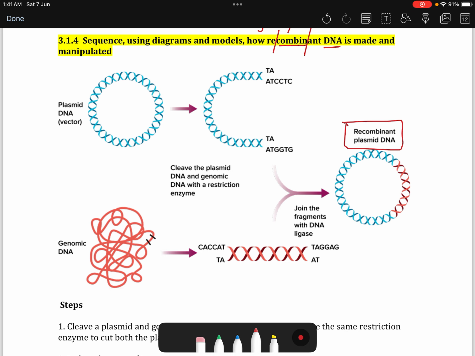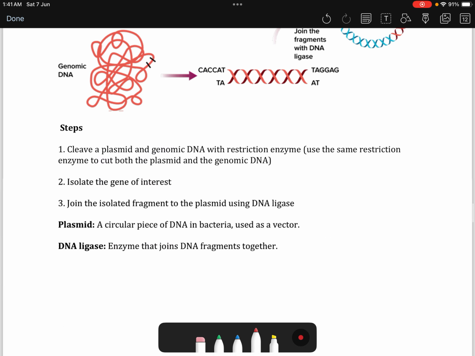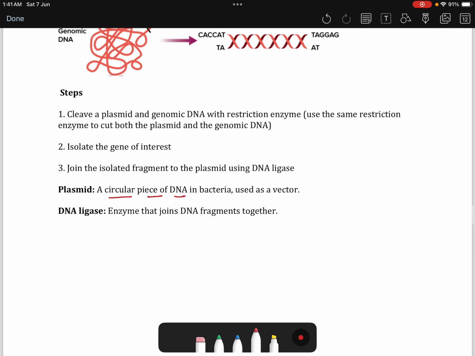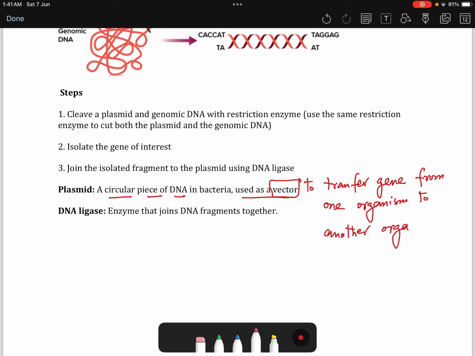And how do you do it? You isolate a plasmid. What is a plasmid? A plasmid is a circular piece of DNA in bacteria which is used as a vector, to transfer a gene from one organism to another organism. This is the role of the vector. We know DNA ligase, this is the key I told you, joins or sticks the fragments together, okay?